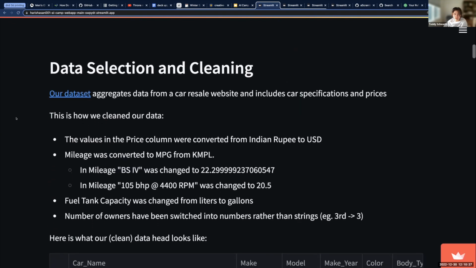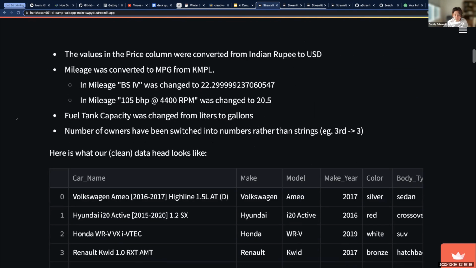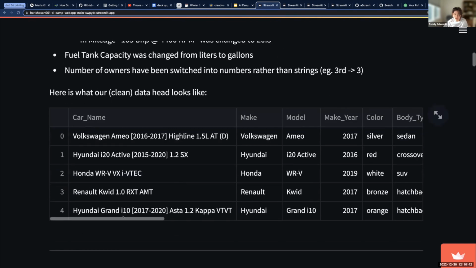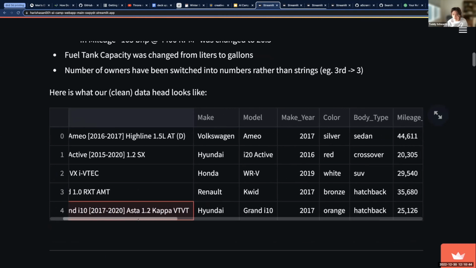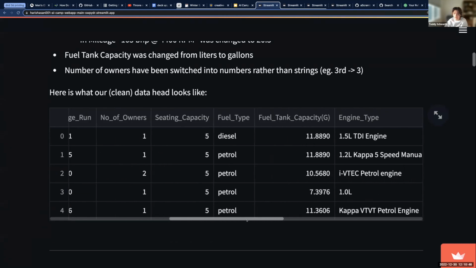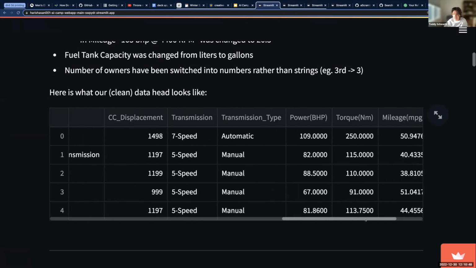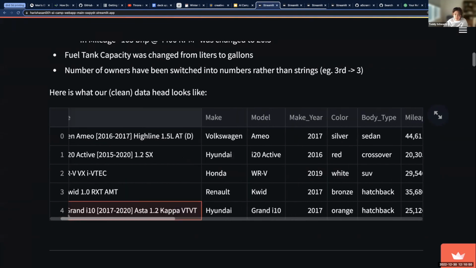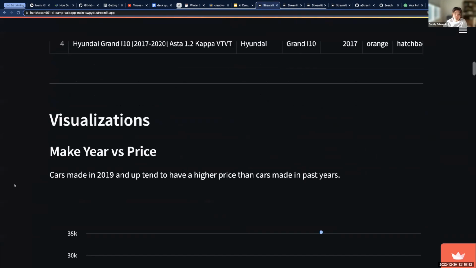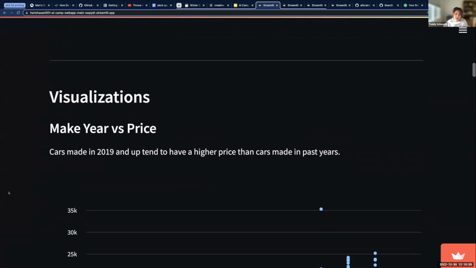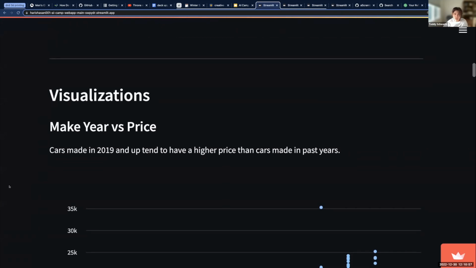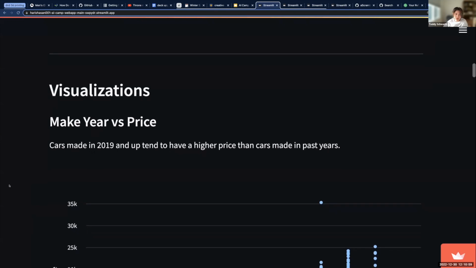So first for the cleaning, again, you can see those conversions that we talked about earlier. This is what a little bit of our data looked like after we cleaned it. You can see there's just a ton of columns here. There were a lot of rows, really a lot more rows. And moving on to some of the visualizations that you saw in the presentation.